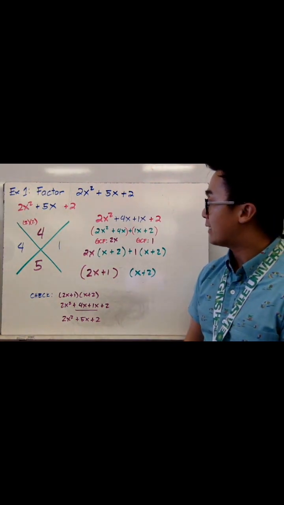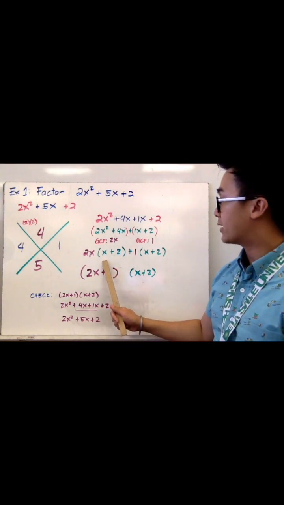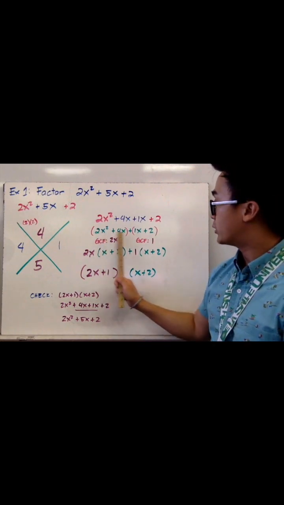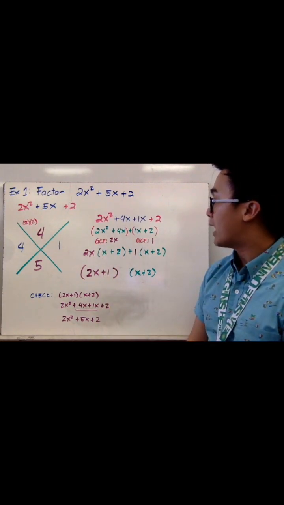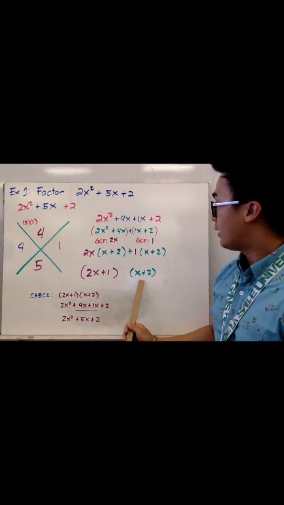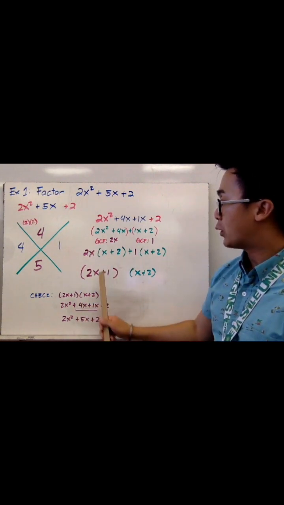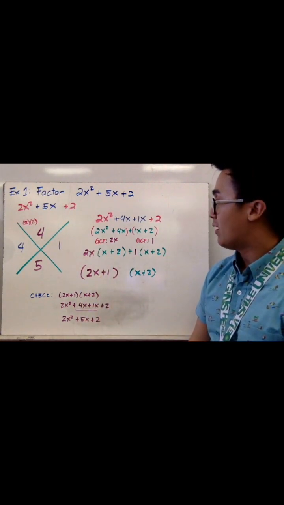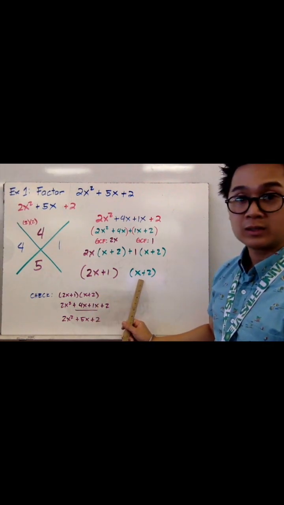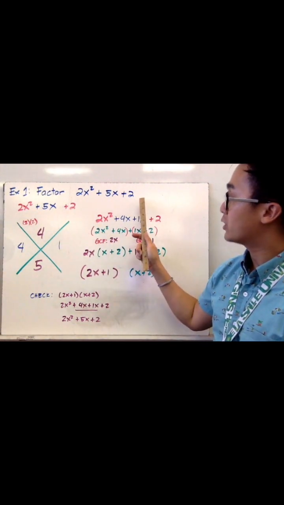You will notice that in this stage, our parentheses are the same because we have now generated a common factor between our two groups. In this case, we're able to factor out x plus 2, and we are left with 2x plus 1. So now we have 2x plus 1 and x plus 2 as the factors of this quadratic equation.